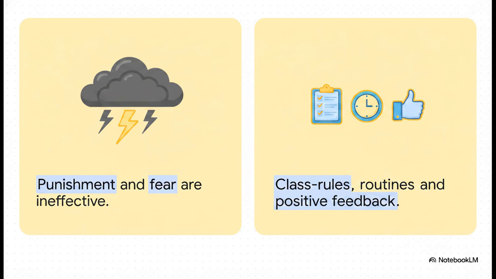But let's be real, things do go wrong sometimes, and that requires discipline, anushasana. Historically, discipline just meant punishment and fear, but we know now that authoritarian approaches just don't work for long-term change. True discipline is not only punishment, sikshamatra kavu. It's about establishing clear class rules, reliable routines, clear expectations, and giving constant positive feedback, sanukula abhiprayam. We want to guide the behavior, not just punish the misstep.